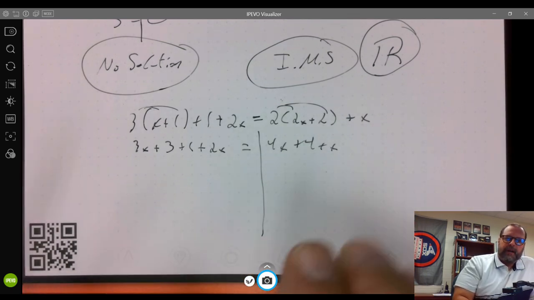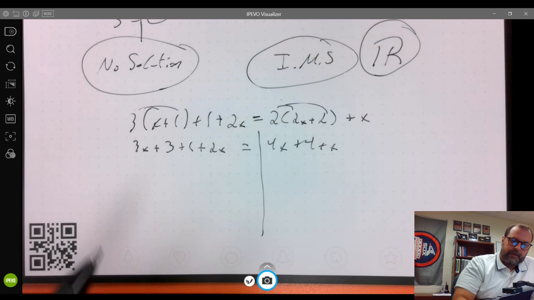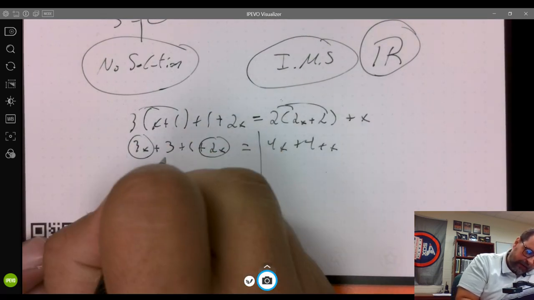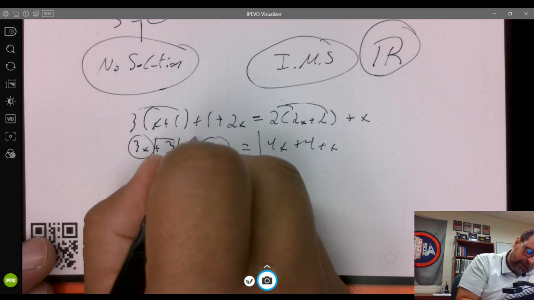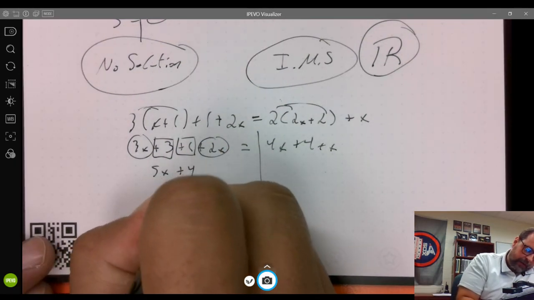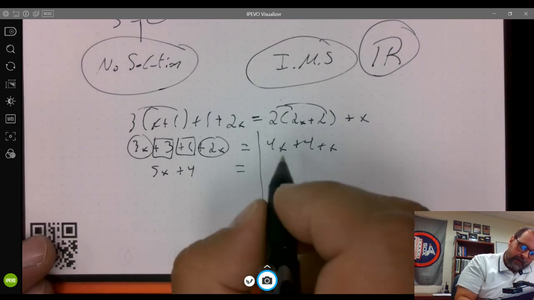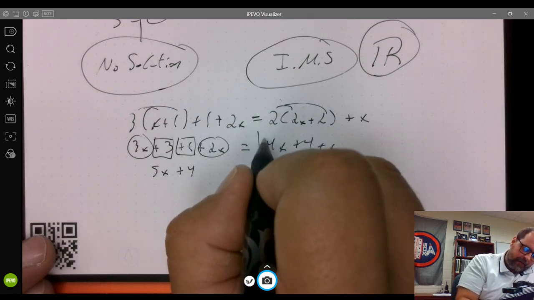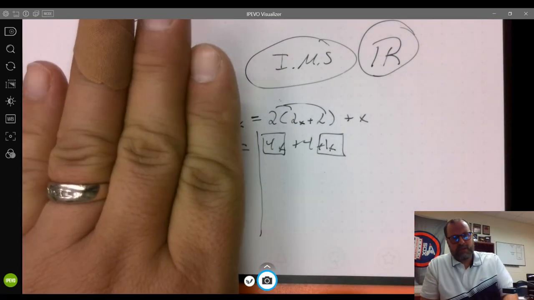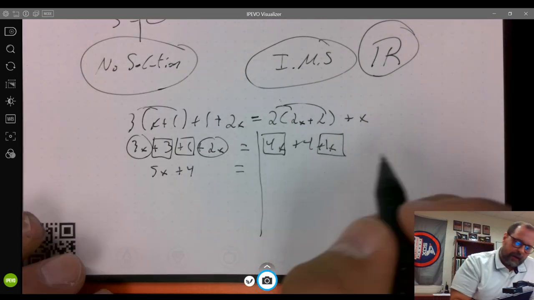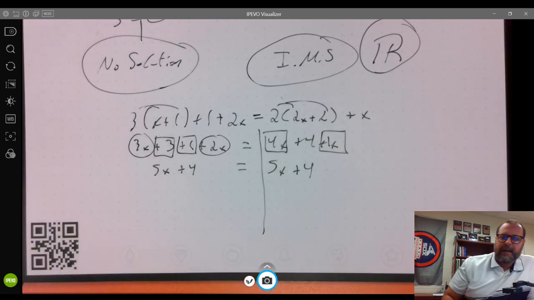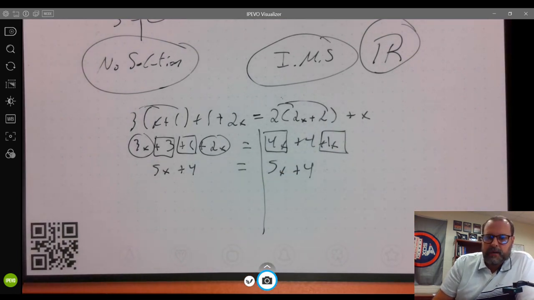Then I check, do I have like terms on each side? Yeah, I have some like terms here. And again, just on the left here, I have 3x and 2x. And I'm going to do them both together, 3 and 1. So 3x plus 2x is 5x. 3 plus 1 is 4. Now, over here, I have 4x. And if you want to put a 1 in there, that's 1x, because I'm just looking at that side. So 4x plus 1x is 5x. And the plus 4 does not have a like term, so it drops down.